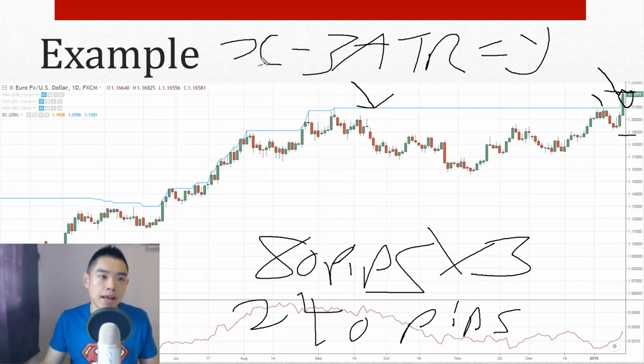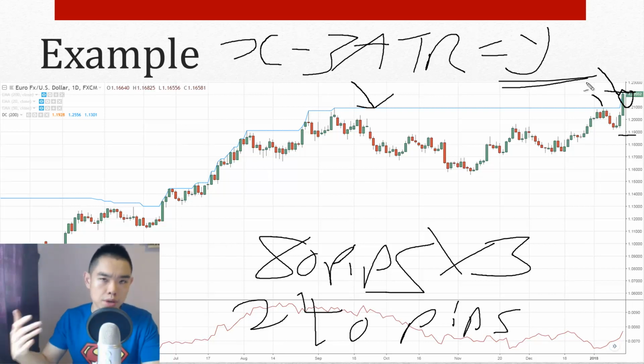So let's say, for example, X has increased. Let's say the price has moved up higher. Then you just minus 3 ATR again, depending on whether your ATR value has changed, and you get a new value of Y, which is your trailing stop loss. Alright, so I think this is something that you should be able to understand and follow.